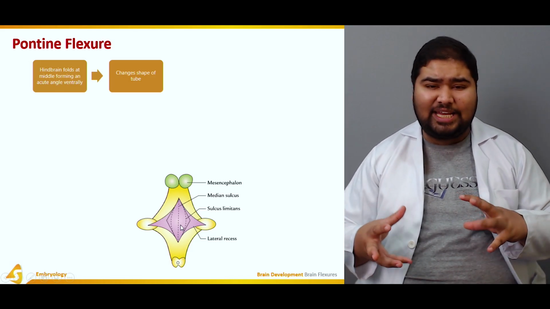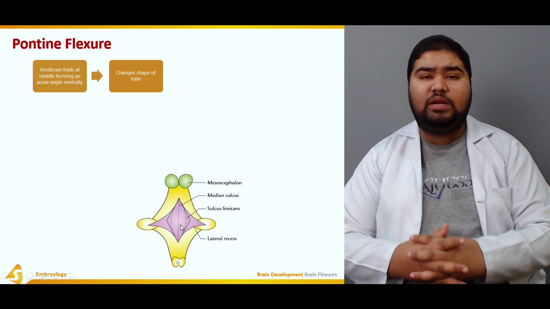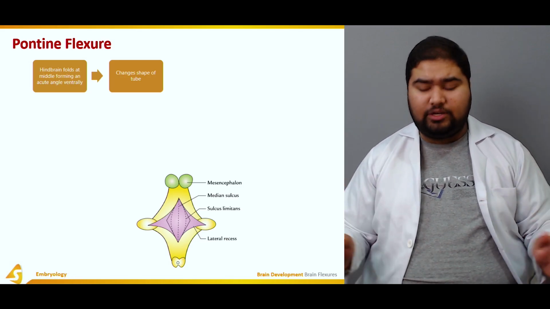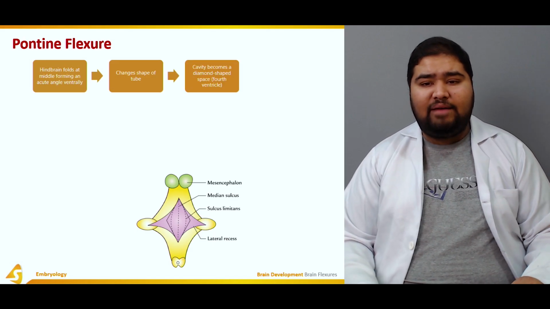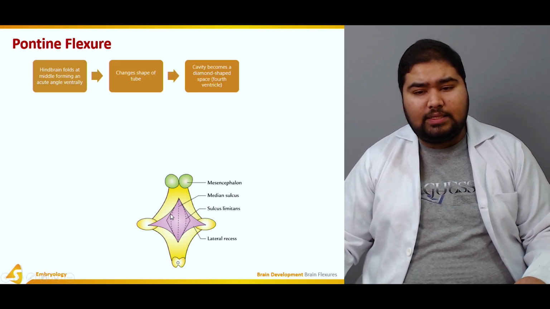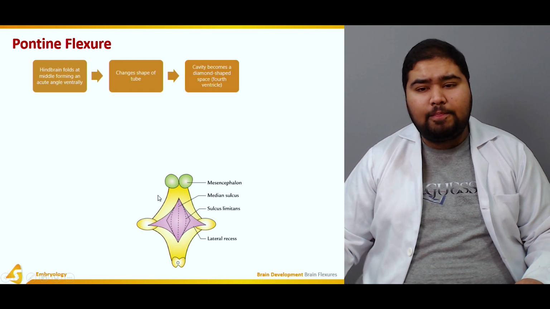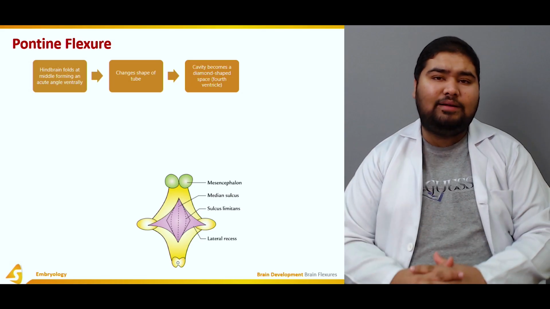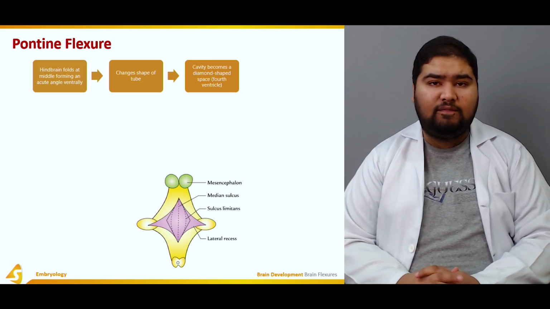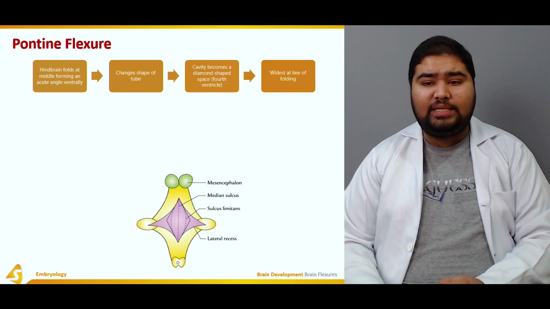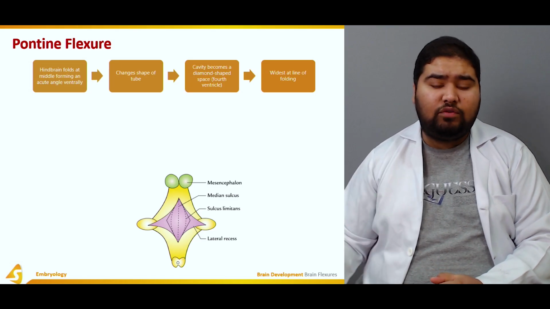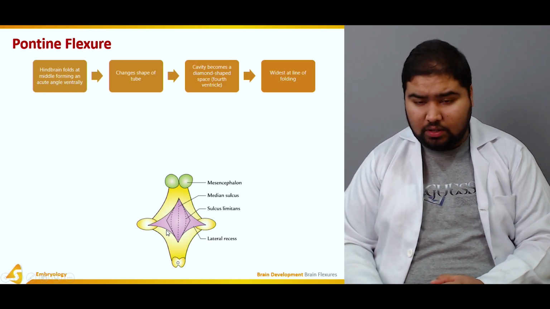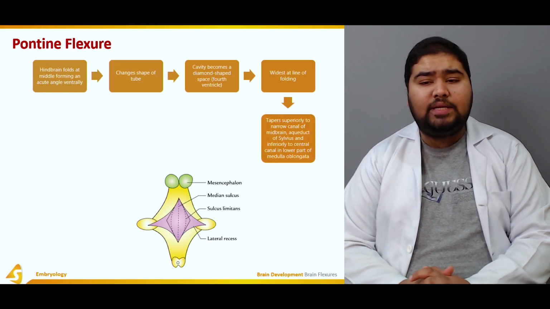And why has it changed? Because the hindbrain folds at the middle and it forms an acute angle on the ventral walls. Now the cavity becomes a diamond shape. Here you can see this is a diamond shaped cavity, and this is the precursor of the fourth ventricle. Now it is widest at the line of the folding. Here you can see this is the widest part. This is the line of the folding. Now it tapers superiorly.